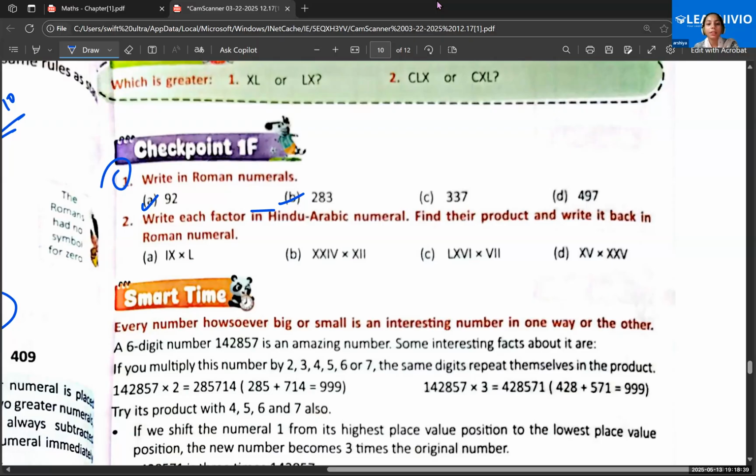Okay. Can you tell me the answers? How much is 92? The first one is XCII. Correct. The second one is CCLXXXIII. Correct. The third one is CCCXXXVII. Correct. Last: CDXCVII. Good.